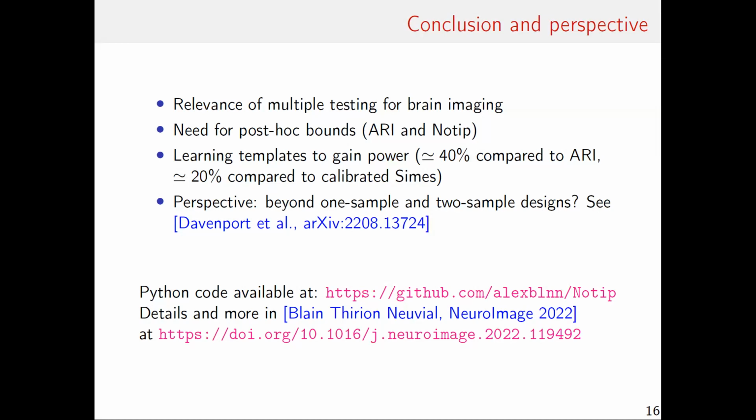And to finish on one perspective, what I've shown today is simply one-sample and two-sample designs, and we can potentially go further, to more general designs, for instance in the GLM, the general linear model. There is a preprint by Sam Davenport on this topic. And I want to stress that everything that I've shown today is fully reproducible using the Python code of the Notip repository that is on the slide. And of course, you have details and many more technical aspects in our 2022 NeuroImage paper that you have linked on the slide here.